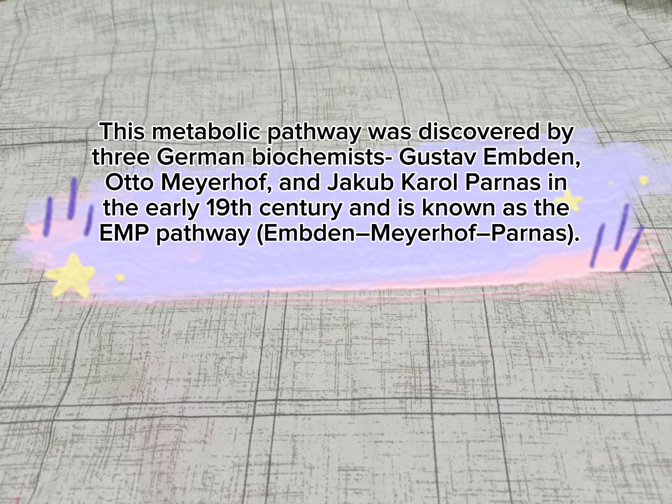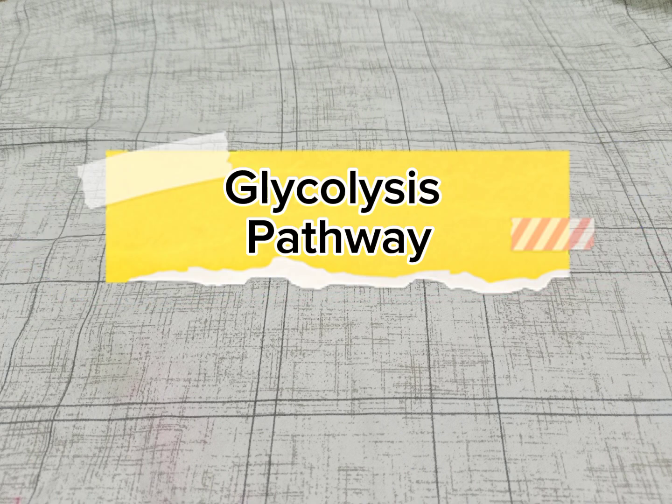First, Gustav Embden, second, Otto Meyerhof, and last, Jakub Karol Parnas in the early 19th century, and it is known as the EMP pathway, Embden-Meyerhof-Parnas. Glycolysis pathway.